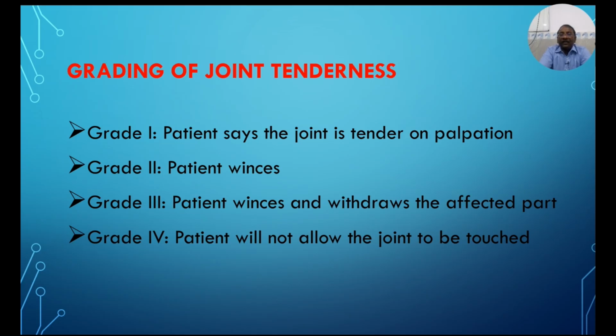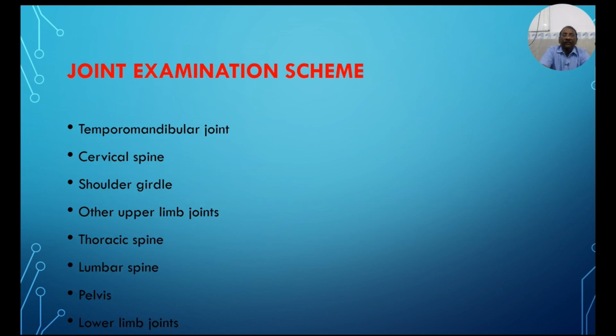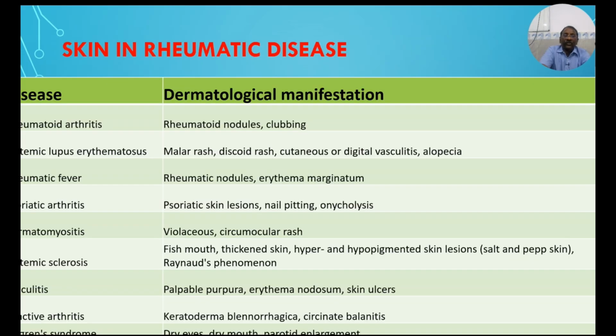Patient winces and withdraws the affected part and will not allow the joint to be touched. So that is the grade 4. So most of our people will be in grade 3 and grade 4 in septic arthritis, and grade 1, 2 or 3 in chronic arthritis. So these are the different joints.